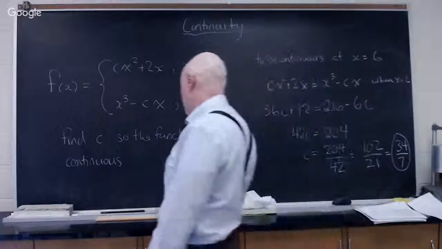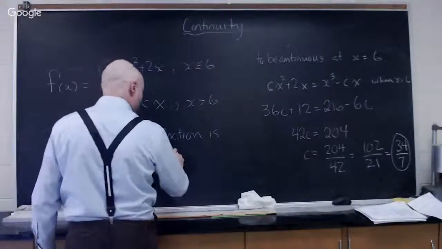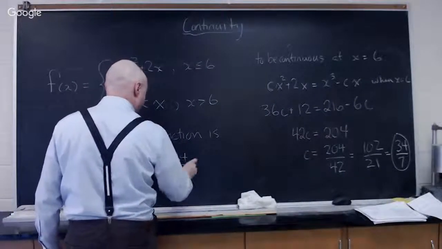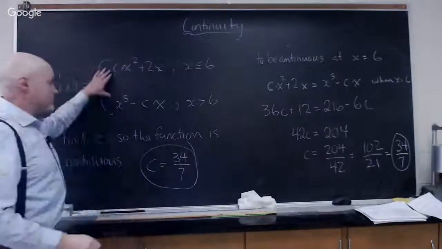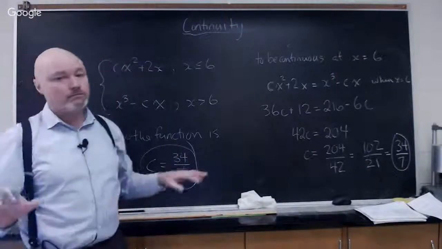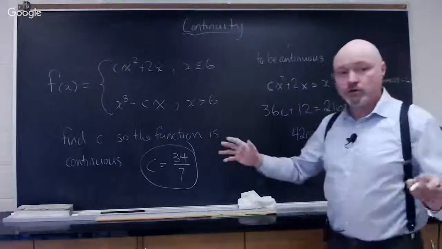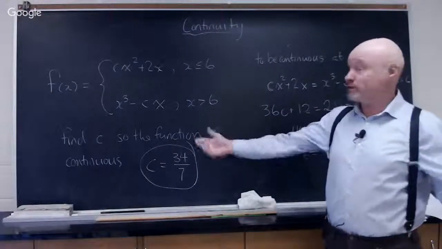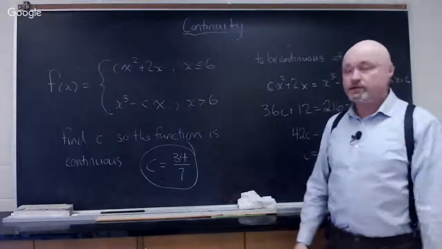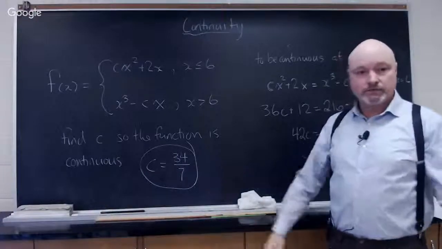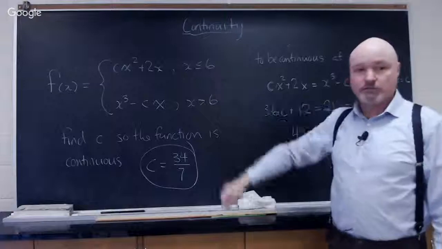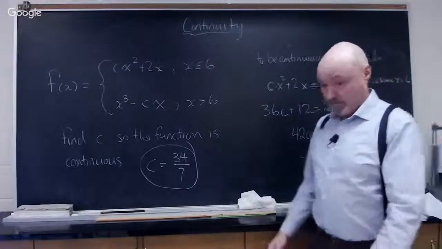Okay. So find c. c is equal to 34 over 7. And these two functions are going to magically meet up when x is equal to 6. And we'll have no jump discontinuities with this function. Anyways, there's continuity. It's actually pretty simple. The most complicated thing is making the piecewise functions meet up. That's it.